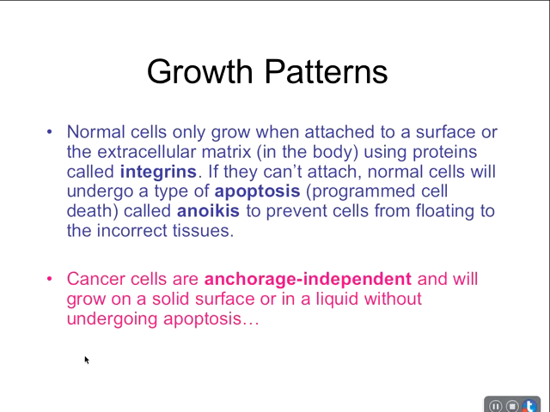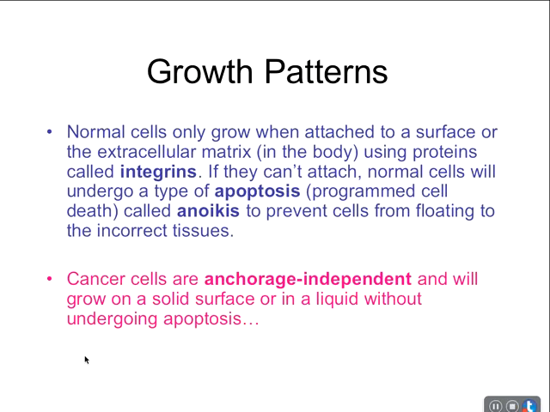The next one here, we talked about attachment briefly. Turns out that normal cells are what we call anchorage dependent. They have to be attached to something. Normal mammalian cells are anchorage dependent. Normal cells only grow when attached to a surface or in the extracellular matrix. If they're in the body, they have to attach to that extracellular matrix.